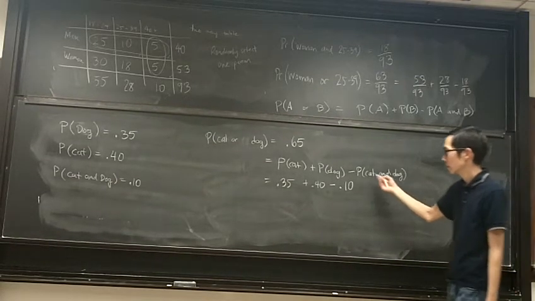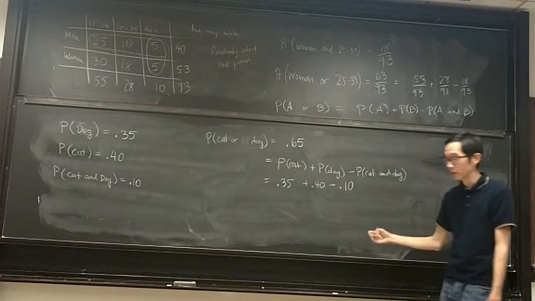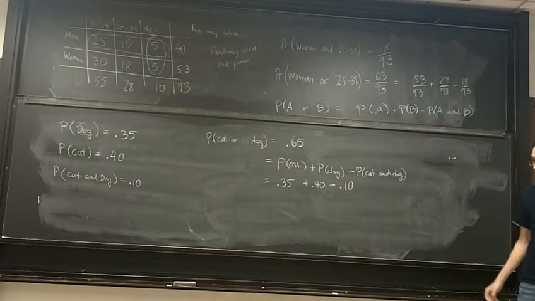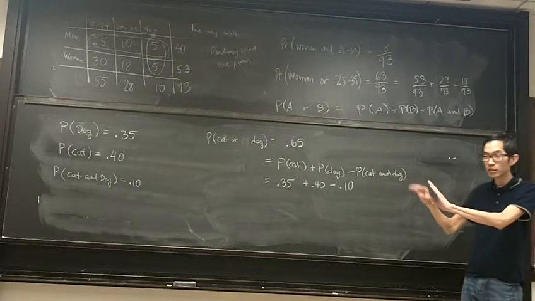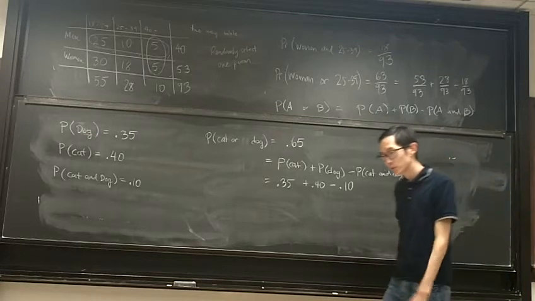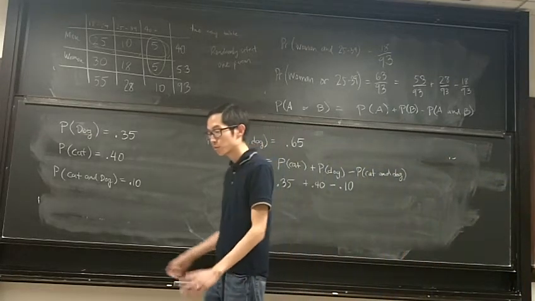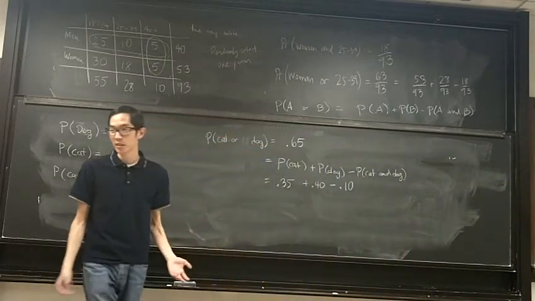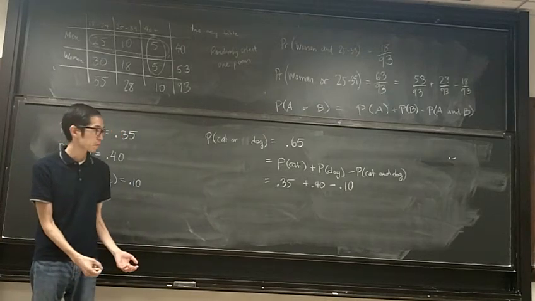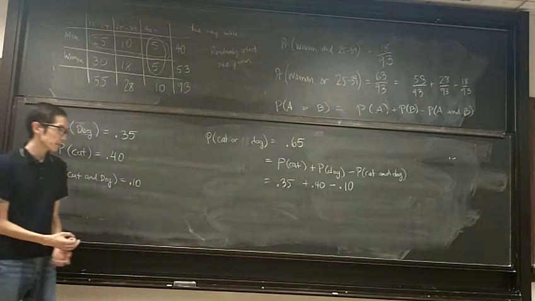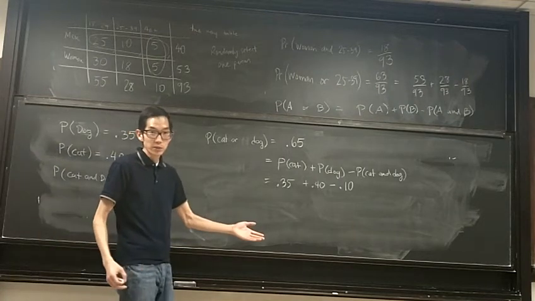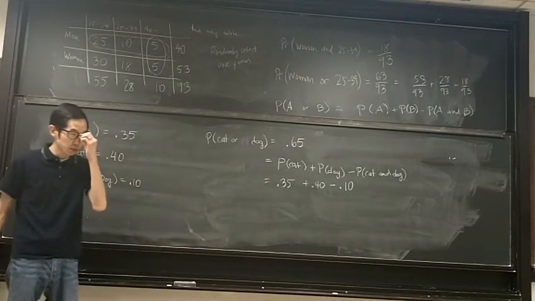Because I would be counting the overlap. Cat and dog are not mutually exclusive events. The only time I could just add things together is if they're mutually exclusive, meaning nobody is allowed to own a cat and a dog at the same time. So for mutually exclusive events, sure, you can add those two together, but these are not mutually exclusive.